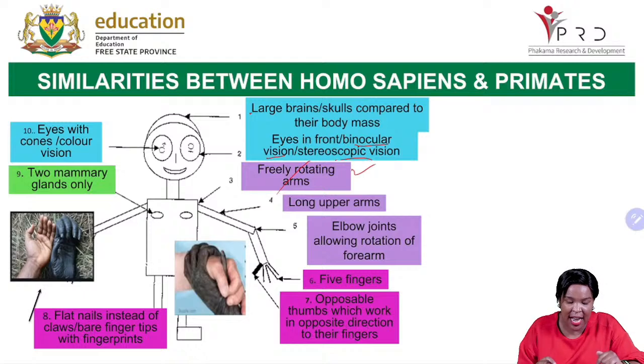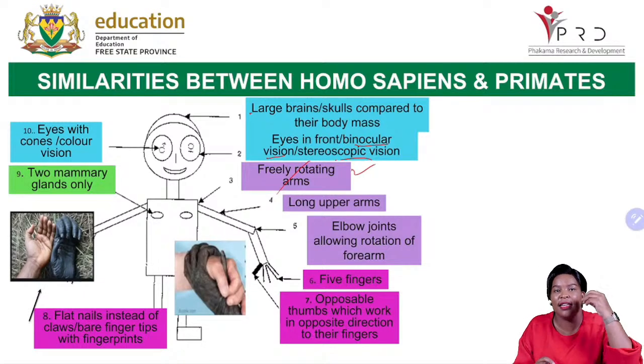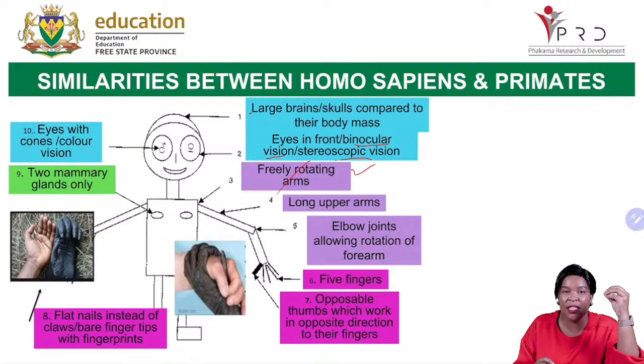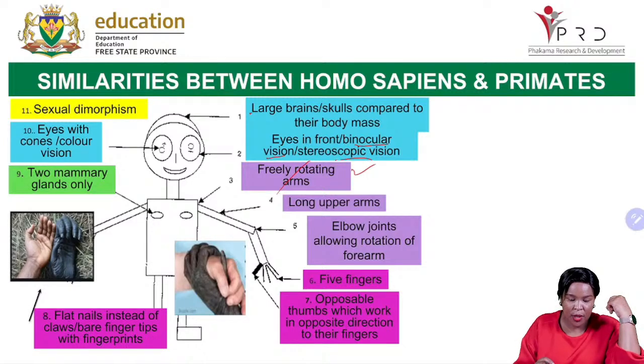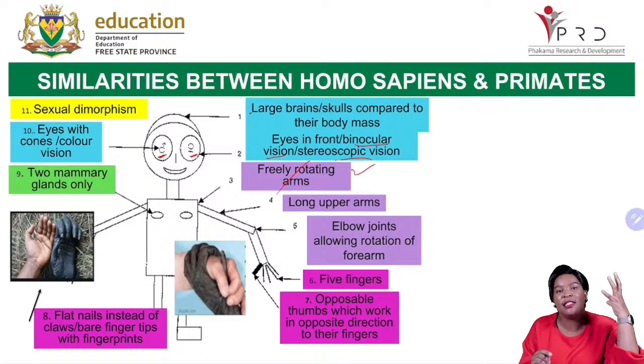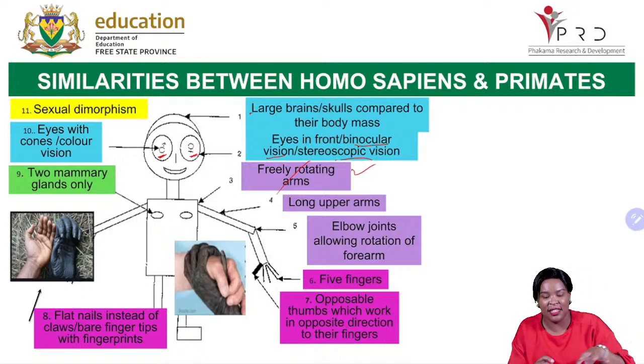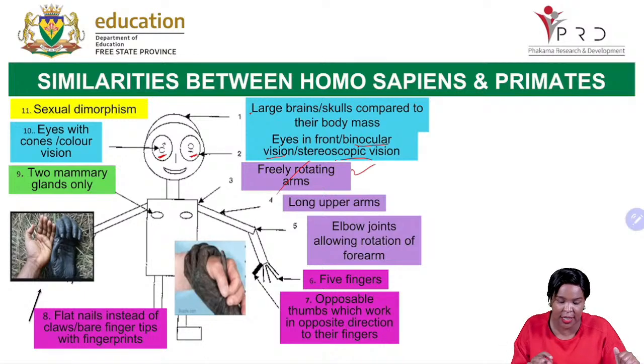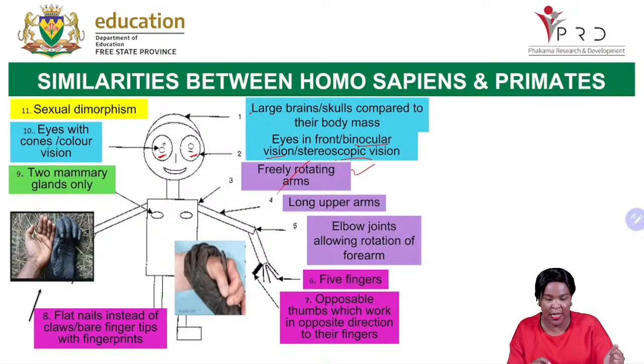Then going back to the eyes. Eyes, you can also say that they have eyes with cones for color vision. Then sexual dimorphism, also represented in the eyes. Sexual dimorphism means there are distinct differences between the male and the female. So these are all the characteristics that we share. Please just list them. This one is a level 1 question. You can get marks there freely.